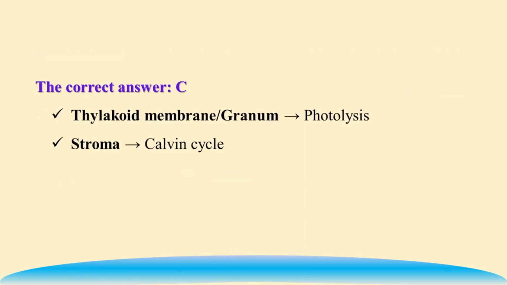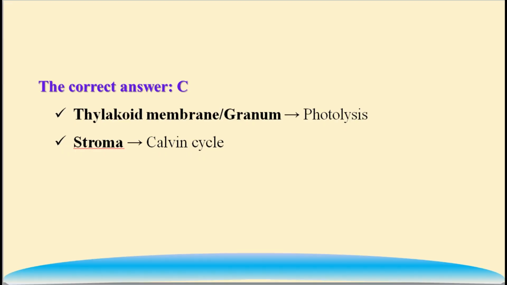The correct answer is C. Photolysis occurs on the thylakoid membranes, also called grana. The Calvin cycle occurs in the stroma. Therefore, the correct labels are the ones representing the granum and the stroma, respectively.